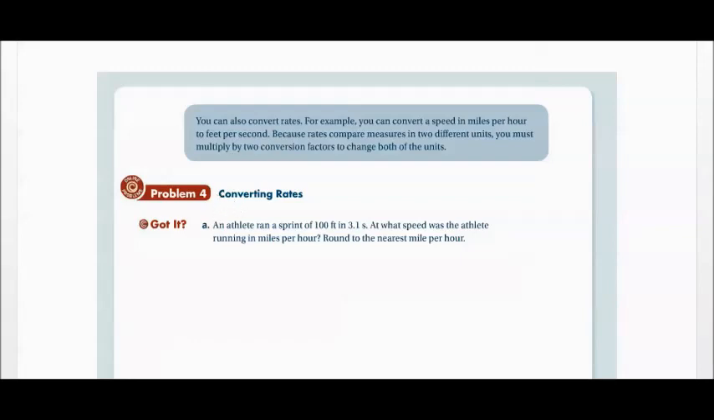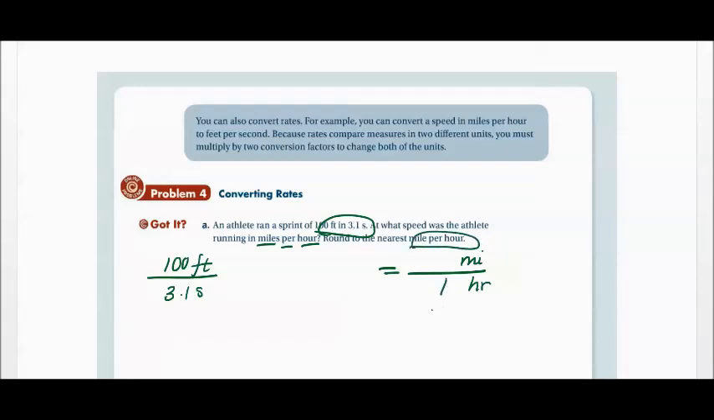So we have this rate of 100 feet in 3.1 seconds. We need to turn that into a different rate, and this time we want miles per hour. So something miles over something hours. And specifically, because we want miles per hour, that means that this has to be 1 hour down here.